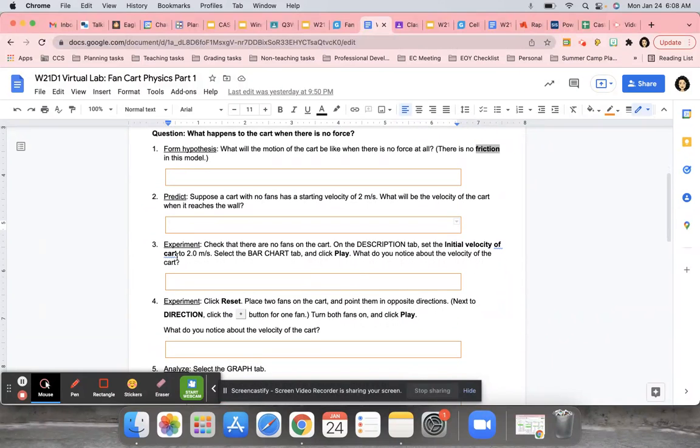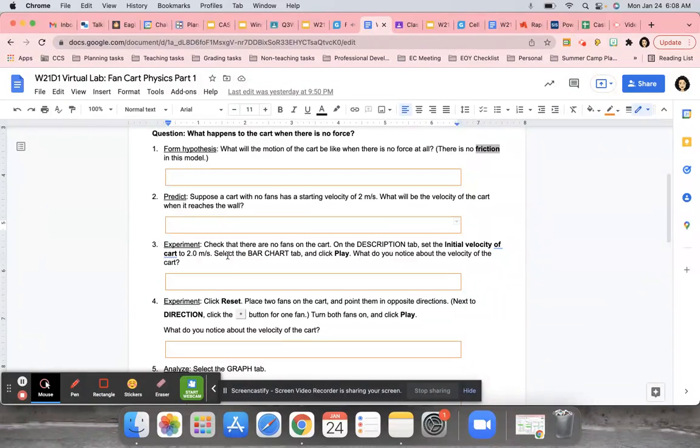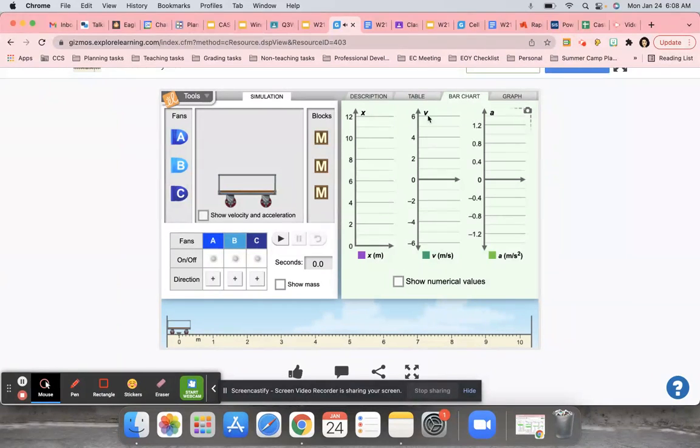Now let's experiment. We're going to check that there are no fans on the cart. On the description tab, you will set the initial velocity of the cart to 2 meters per second, meaning at the starting point, it's not at rest, it's already moving. And then we will select the bar chart tab and click play, and you will see what you notice about the velocity of the cart. Okay, so this is the graph that you're going to be looking at. Okay, you can also show the numerical value of the velocity. All right, so let's start.